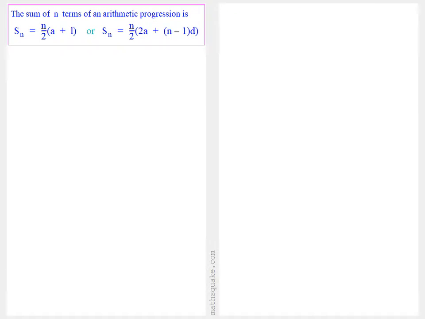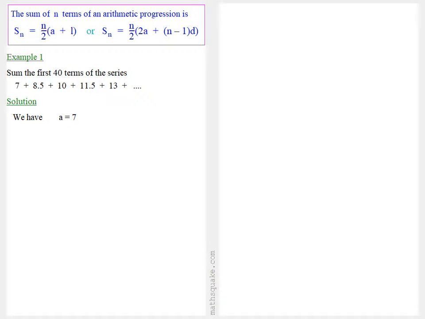Now we can use these formulae to solve various problems. For example, find the sum of the first 40 terms in the series 7 plus 8.5 plus 10 plus 11.5 plus 13 and so on. Well, to solve this, we have a is equal to 7, we have d is equal to the difference between the first two terms, so that's 8.5 take away 7, which is 1.5, and the total number of terms n is 40.